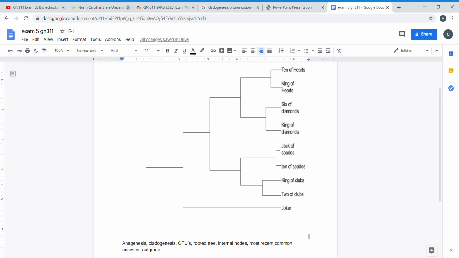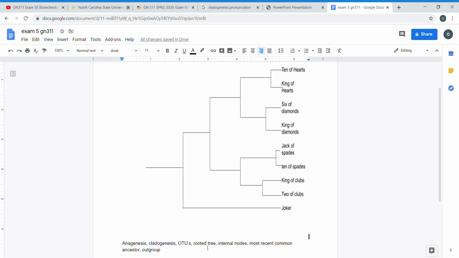Cladogenesis, I hope I'm saying these right. It's like where two species diverge. It's like here, how you have two species, like a divergence. And even smaller divergences right here and right here. OTU is the operational taxonomic unit. It's the classification system to make these phylogenetic trees.